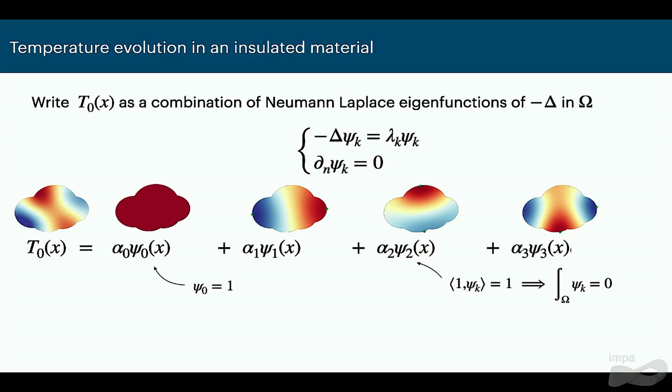And I can write my initial data as a combination of those. Not only that, I know how to solve the ODE for each term in the sum. When I have an eigenfunction, the PDE becomes an ODE.